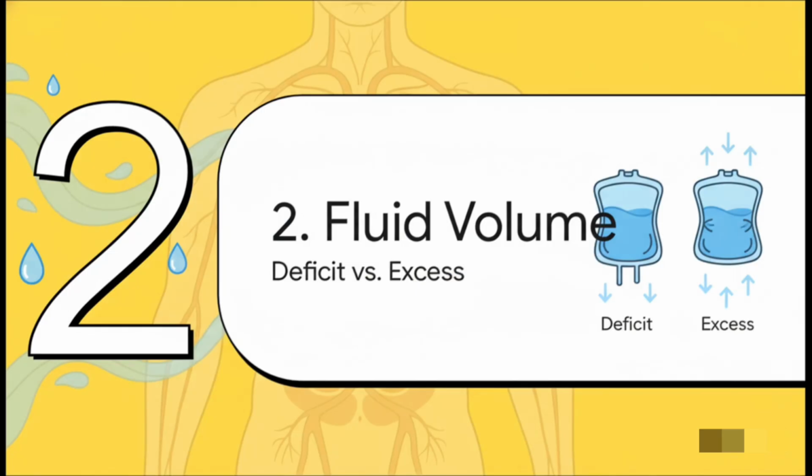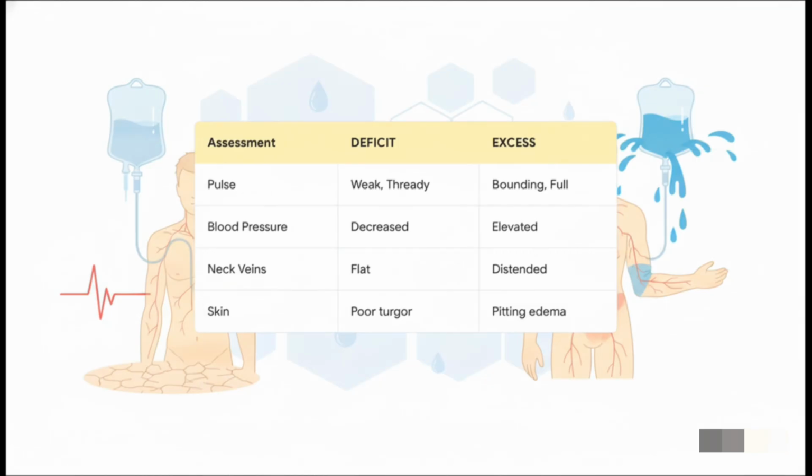Okay, moving on. We've talked about how fluid moves around. So what happens when the total amount of fluid in the body is just off? Let's dive into fluid volume imbalances, what it looks like when you have too little or way too much. This table here is gold.